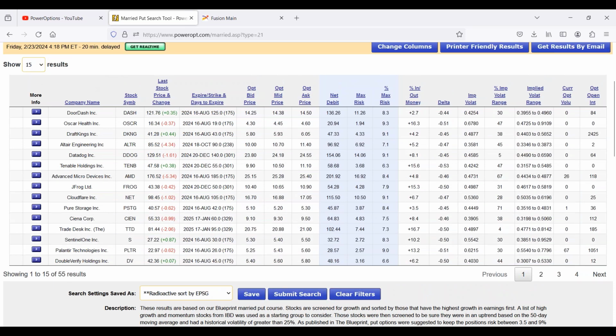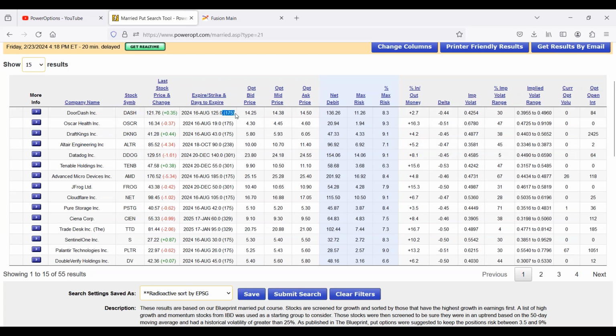Here's some of our results directly from what Shishir had mentioned. Dash is the first one, currently trading at 121.76. We're showing that we could buy the August 125 put, that's 175 days out in time, for 14.38. This puts our controlled risk at about 8.3% with 175 days of protection.